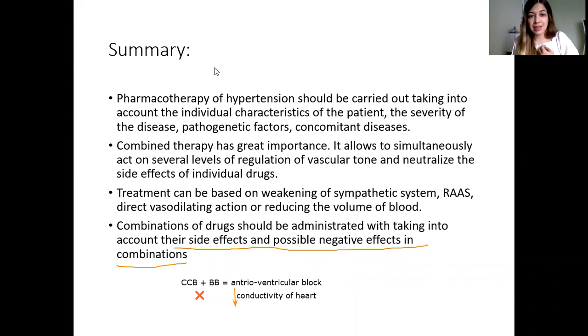So this is an example of a bad combination of hypotensive drugs. Other combinations are more or less good, but not this. Okay, so please take into consideration that you should never administer beta blockers together with calcium channel blockers, especially those calcium channel blockers like verapamil, which work more on the heart.